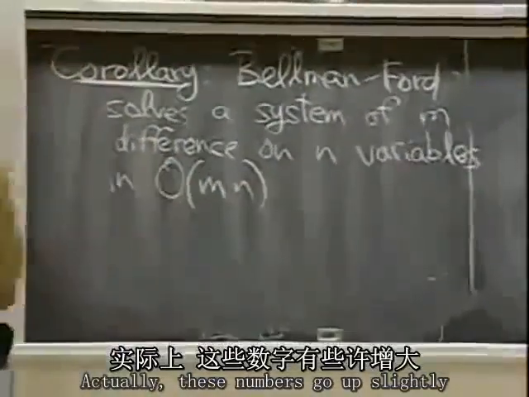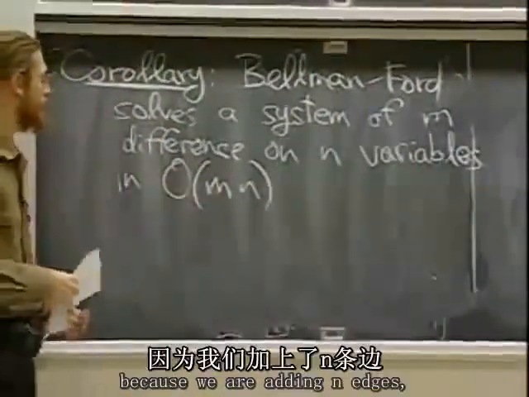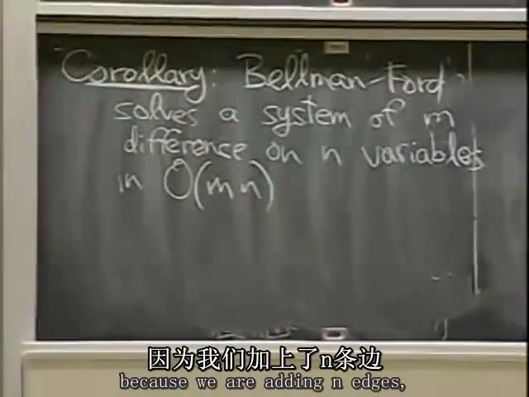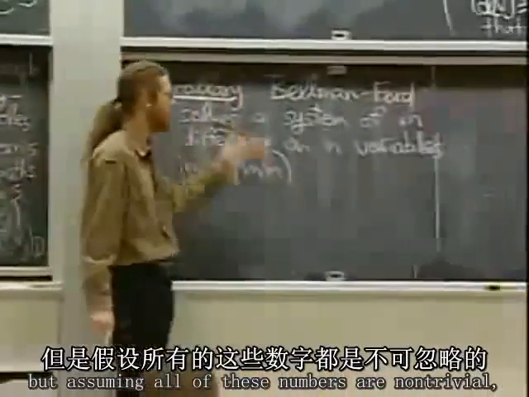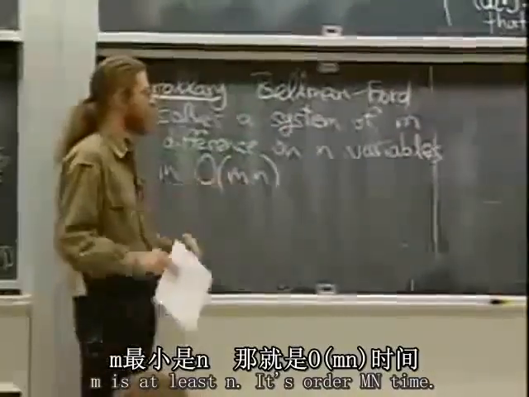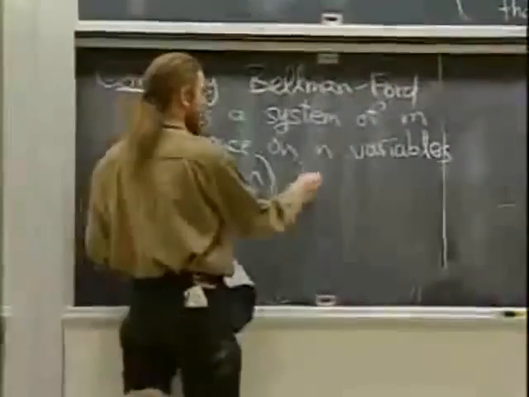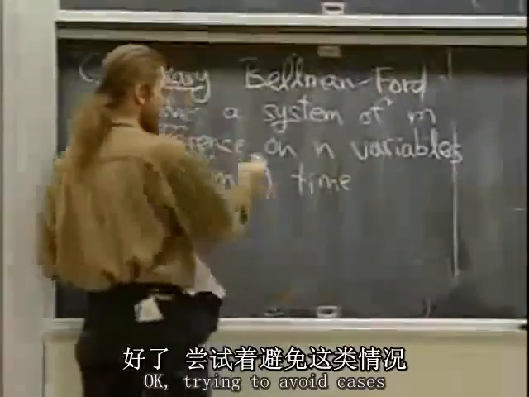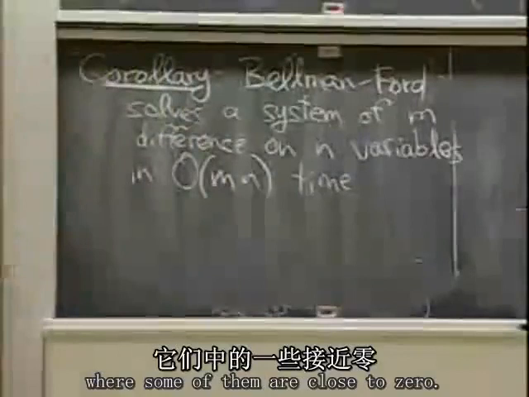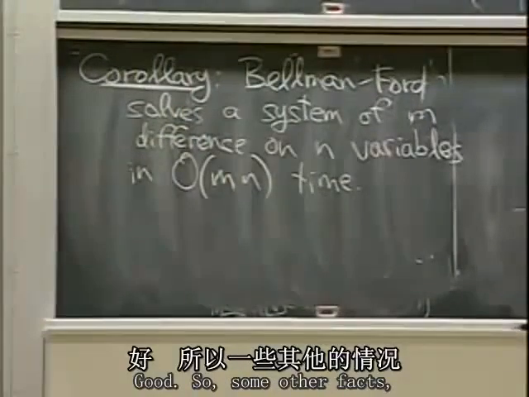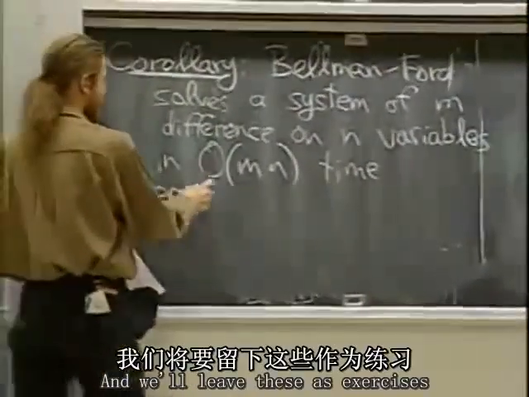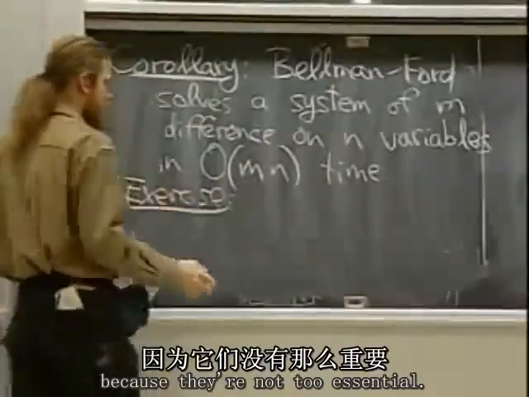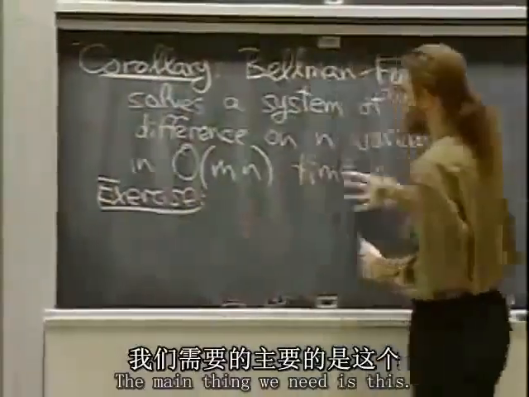Actually, these numbers go up slightly because we're adding n edges and we're adding one vertex. But assuming all of these numbers are non-trivial, m is at least n. It's order mn time. Okay, trying to avoid cases where some of them are close to 0. Good. So, some other facts, we'll leave these as exercises, because they're not too essential. The main thing we need is this.